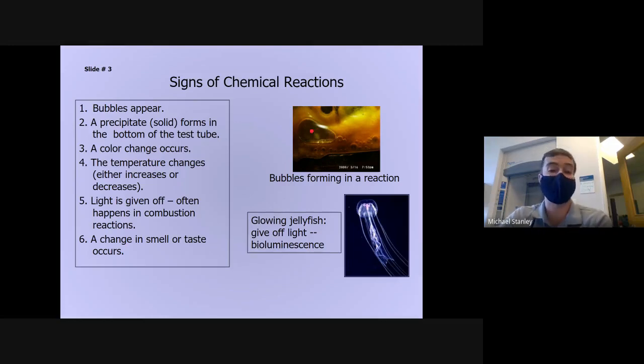So sometimes when that happens, we can get one or more of these signs to appear. One or more things that tell us, hey, something is going on with these chemicals. We're getting something new, something different, something that was not here before.